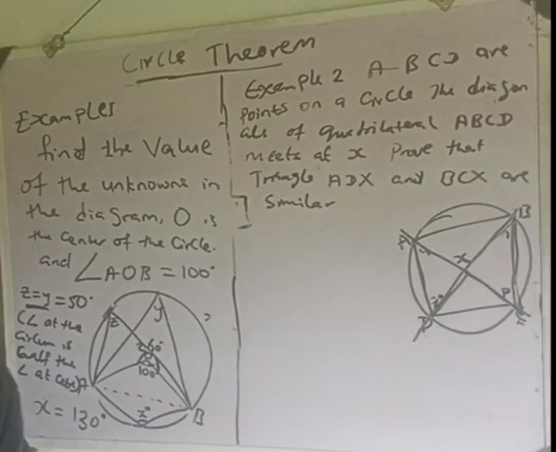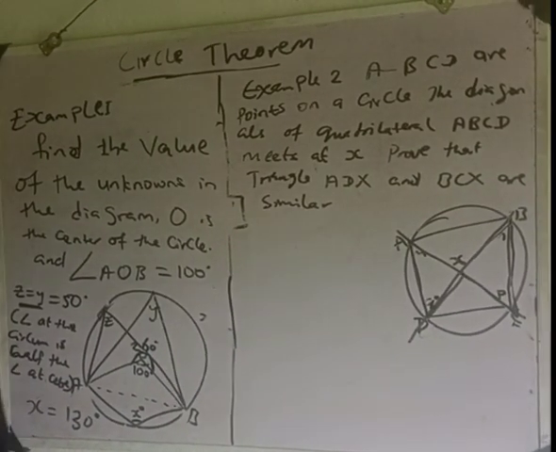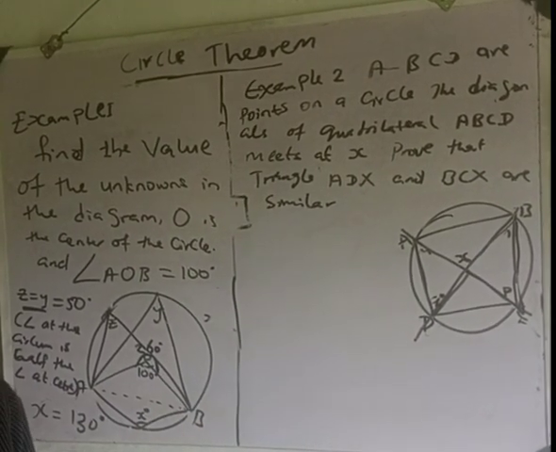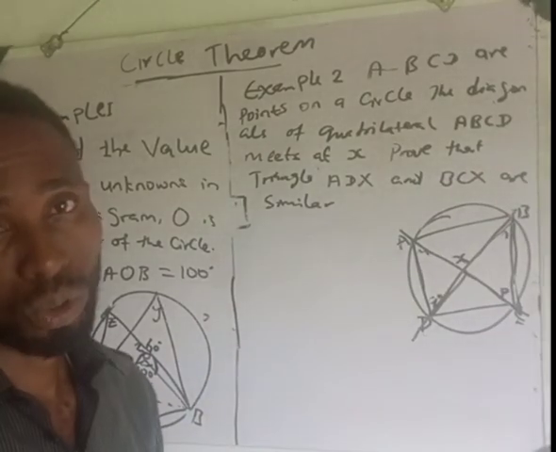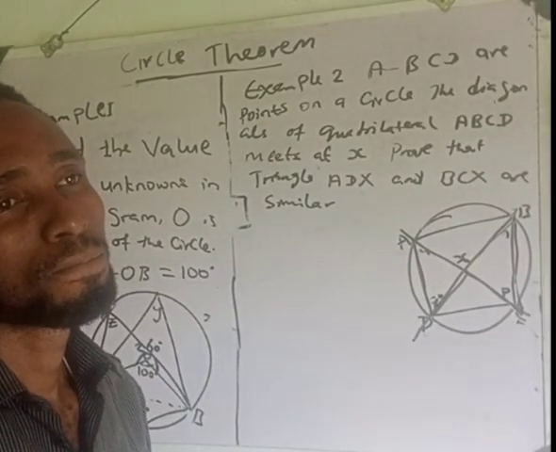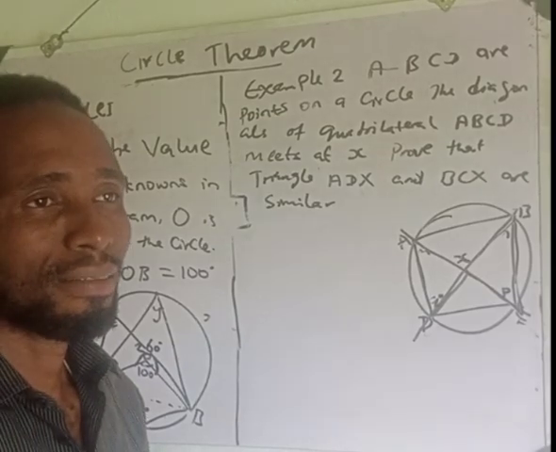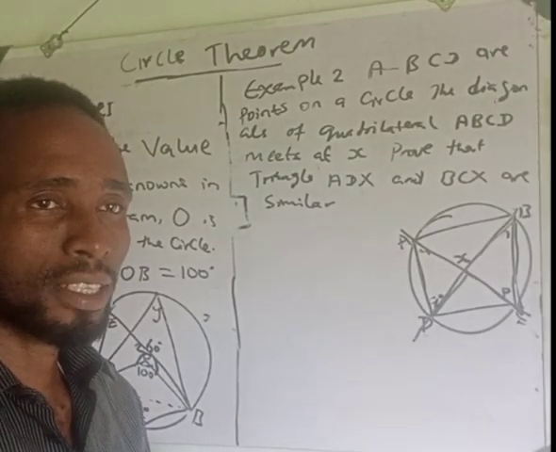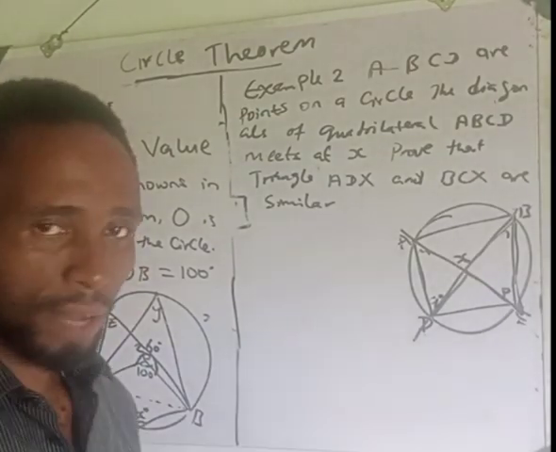How do we know that two triangles are similar? Let me just put it this way: two triangles are similar if they have the same angles, or one is a perfect fraction of the other.